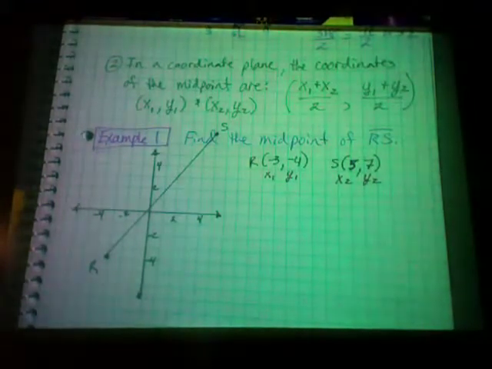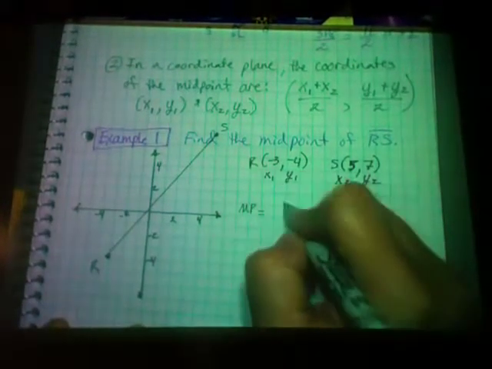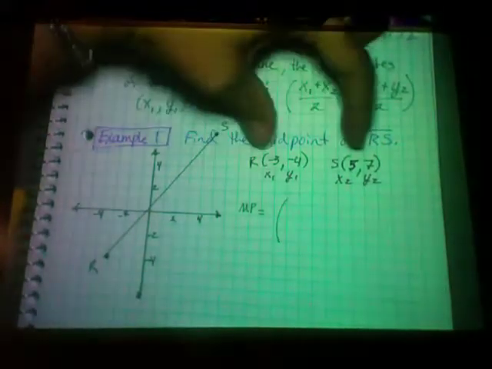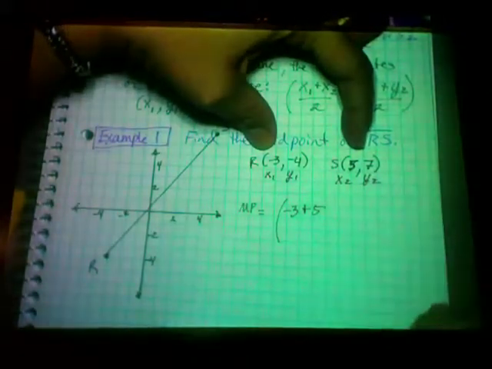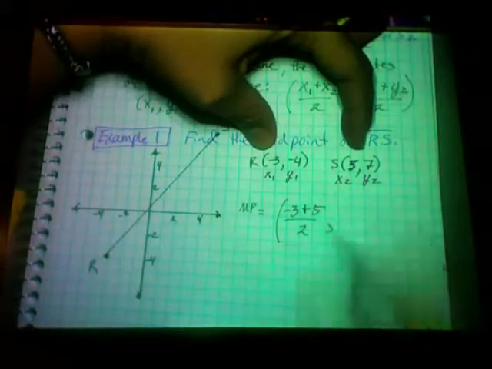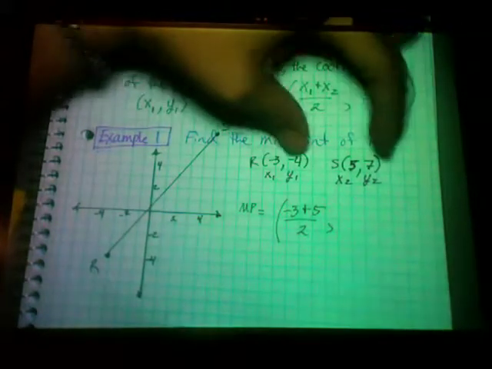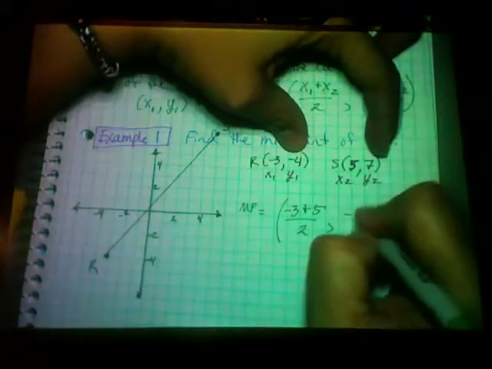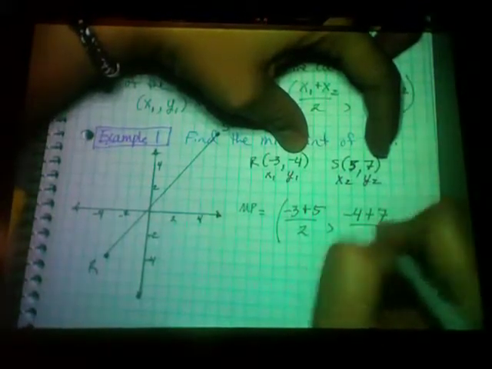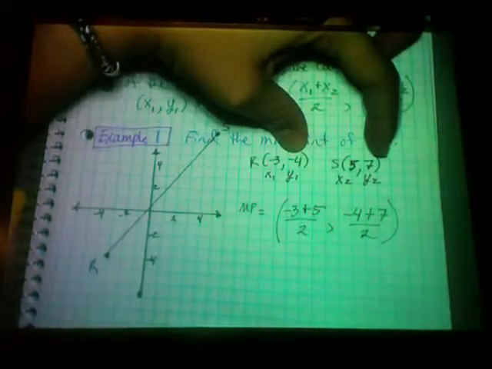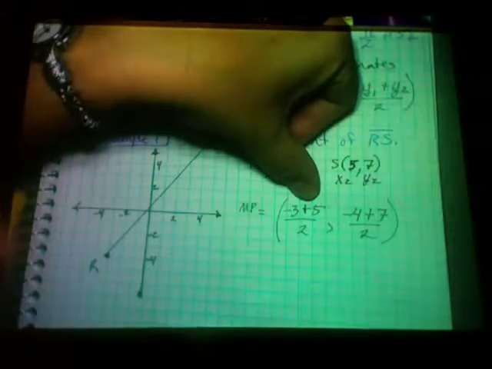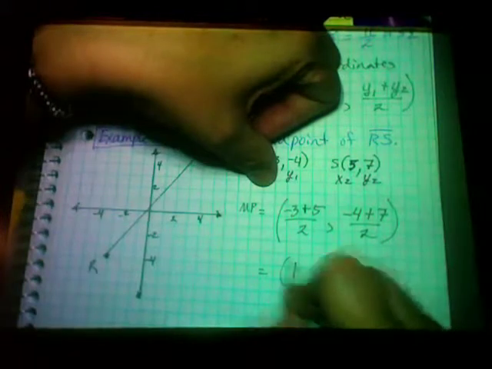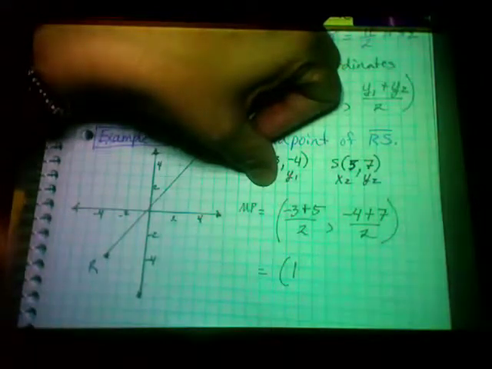So to find the midpoint, we're going to take the two x values, -3 and +5. We're going to add them together and divide by 2. You're going to do the same for the y's. You're going to take the y's, -4, and add 7 to it and divide that by 2. You may or may not have a number that's divisible by 2. That's okay. What's -3 plus 5? 2. What's 2 divided by 2? 1. So the x value of the midpoint is 1.